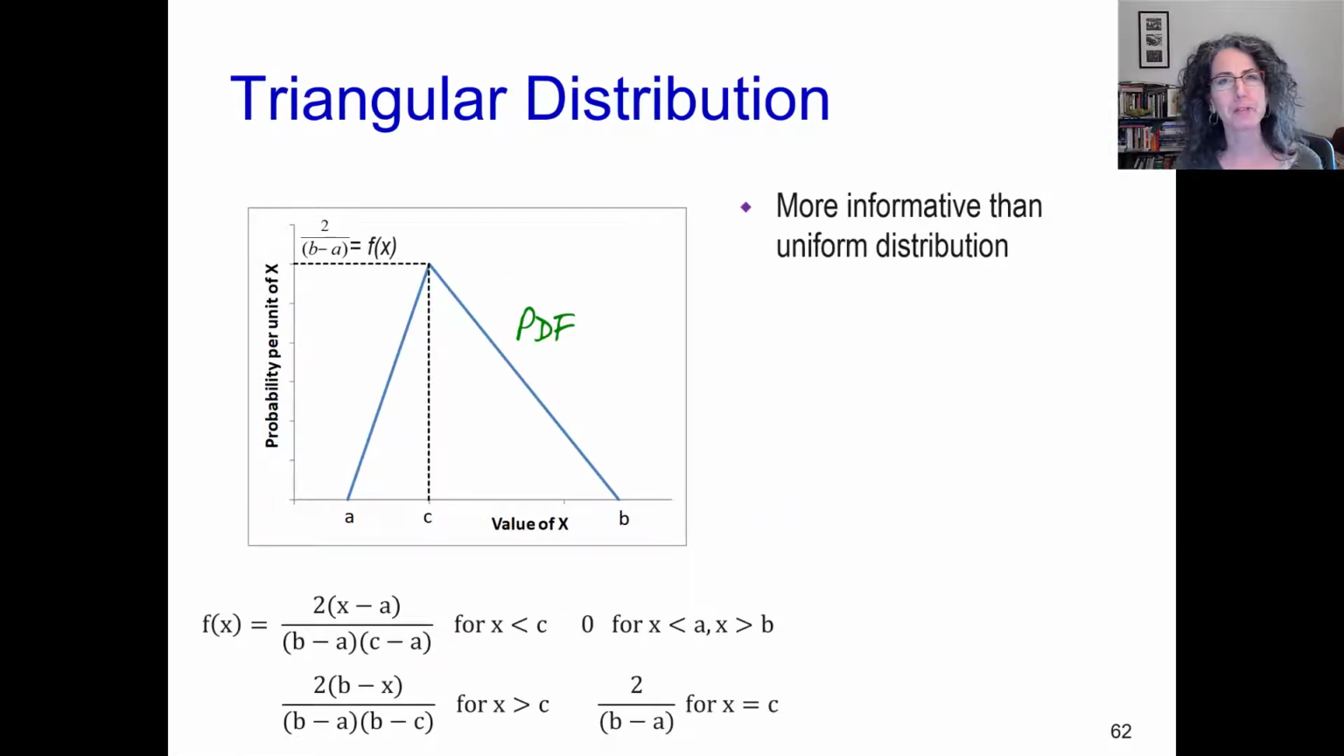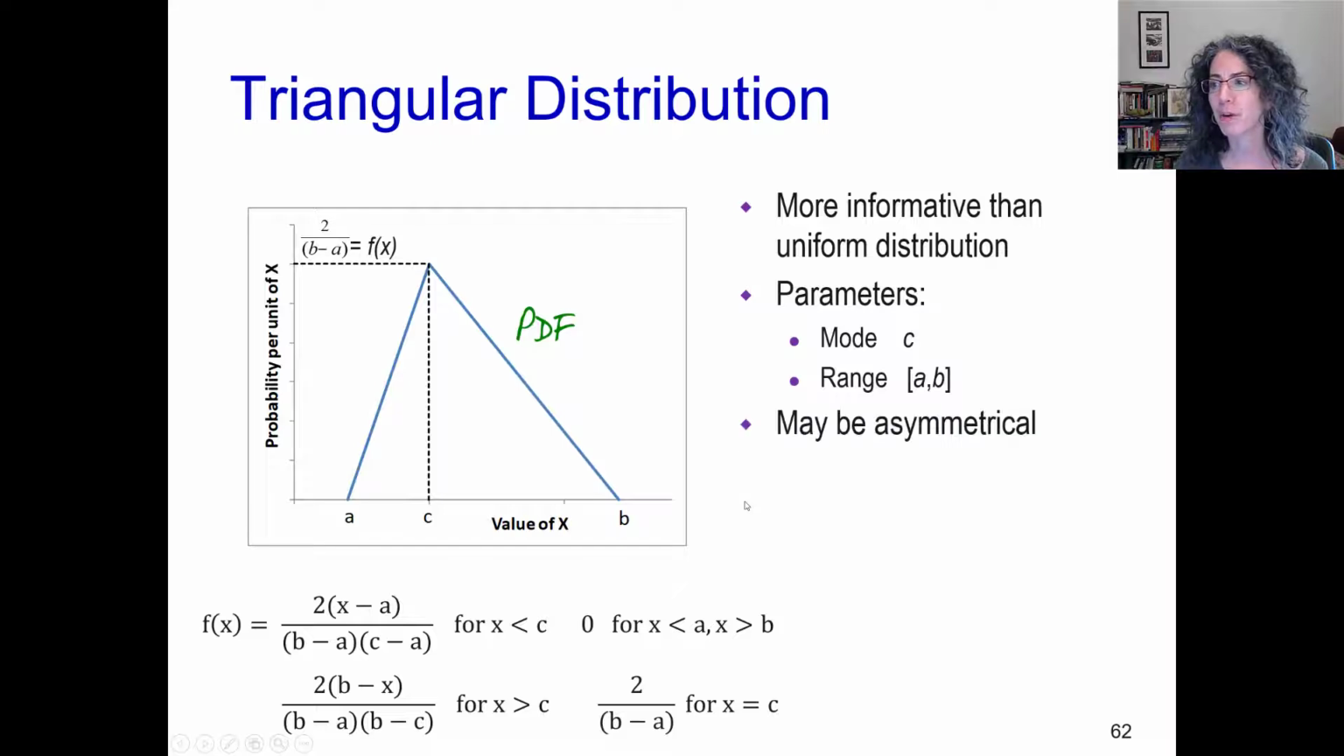This is more informative than the uniform distribution because now we have a most likely value. We have three parameters now. We have the minimum and the maximum, as we did in the uniform distribution, but we also have a mode, C, which is this most likely value. The distribution can be symmetrical, so C could be halfway between A and B and provide a symmetrical distribution, but it can also be asymmetrical. It can range as low as A and as high as B.